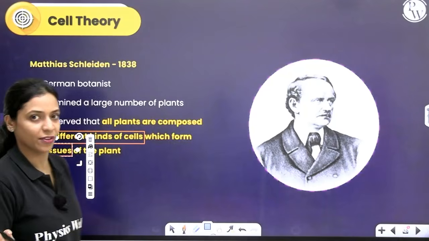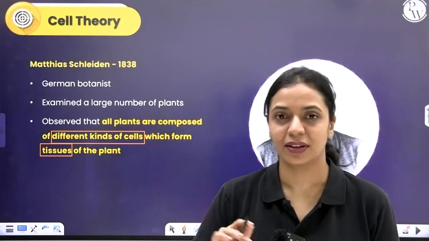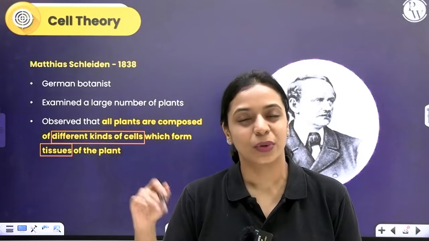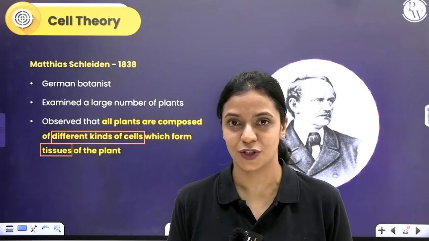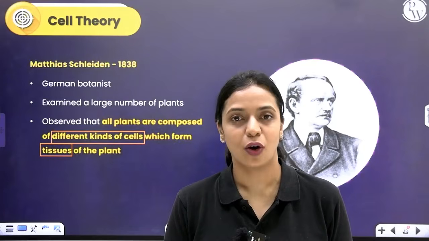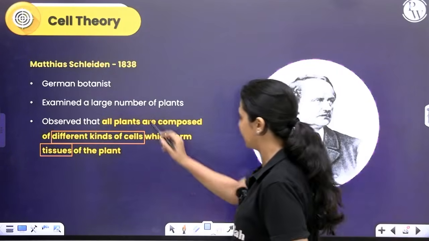This was his observation. We've already learnt about it in our previous chapter, Anatomy of Flowering Plants. Within plants, you do have different types of cells that are forming different kinds of tissues. So that was the observation of Matthias Schleiden, a German botanist, in the year 1838.